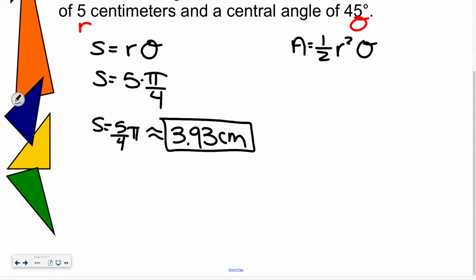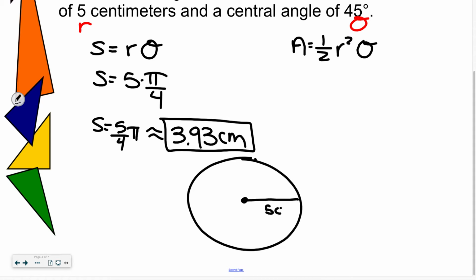Okay, think about what that means in the picture, right? You don't always have to draw the picture, but it's kind of nice to at least think about it. The radius is 5 centimeters. If I went straight up, that would be a 90-degree angle, right? So 45 is like halfway. So this is 45 degrees. And we just solved for the arc length. And we're saying that this arc length, this little piece of the circumference, is 3.93 centimeters.